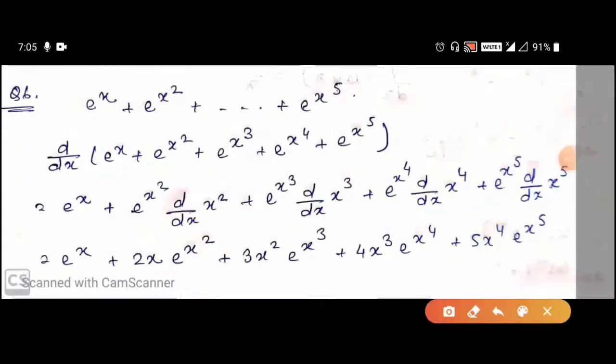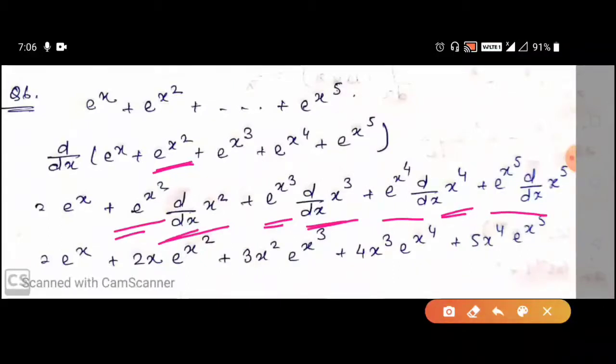Now we have to differentiate e to the power x square with respect to x. So first of all we will write e to the power x square. Again we have to differentiate x square. Then e to the power x cube, d/dx of x cube. E to the power x to the power 4, d/dx of x to the power 4. E to the power x to the power 5, d/dx of x to the power 5.